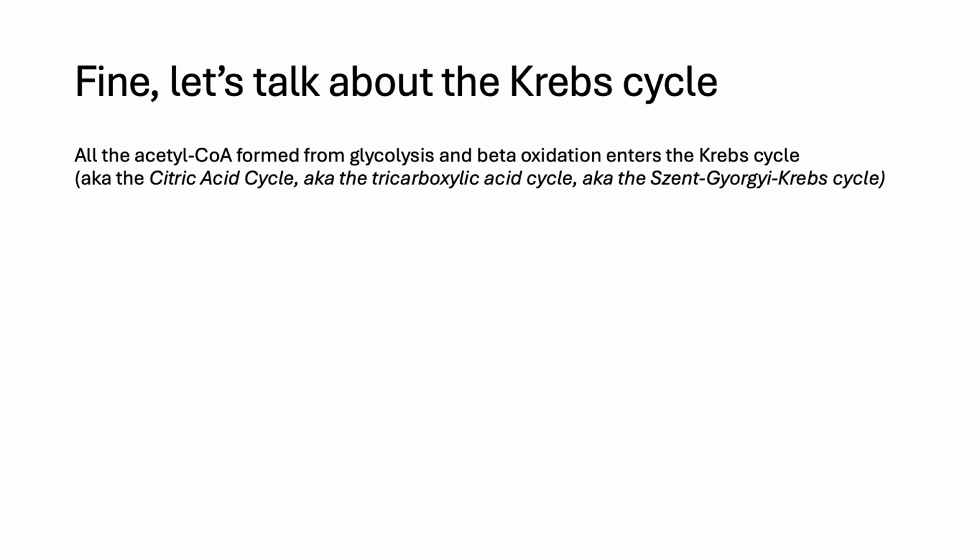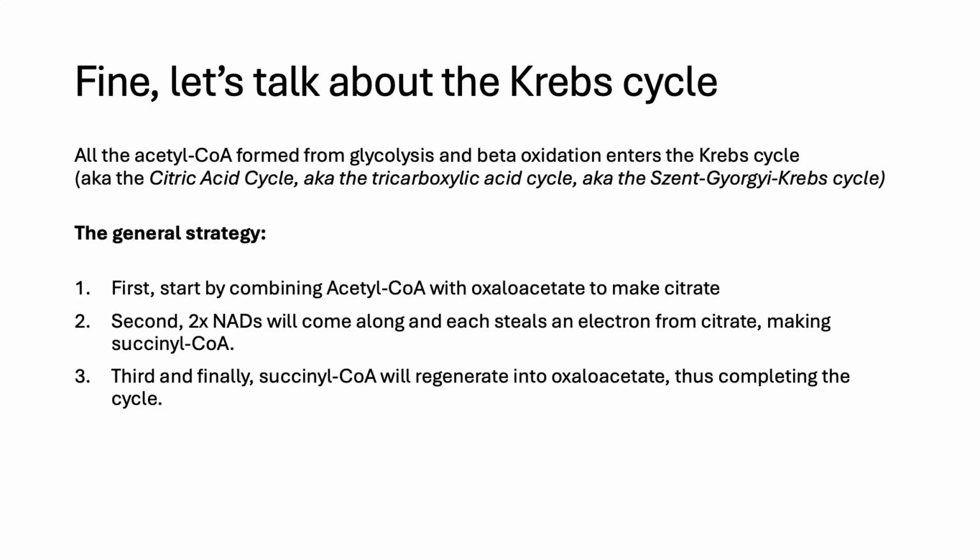And essentially, this is what we're going to do. We're going to take acetyl-CoA, which we get from glycolysis and beta oxidation, and we're going to combine that with oxaloacetate to make citrate, or citric acid. That's why it's called the citric acid cycle. This starts off the process. So step 1 is starting the process. Step 2 is where we then take this citric acid and we oxidize it. So we steal its electrons and we'll make succinyl-CoA, which is this molecule here. And then finally, we're going to take succinyl-CoA and regenerate it into oxaloacetate so that it can complete the cycle again and again and again until death. So that's the Krebs cycle, and let's illustrate that.